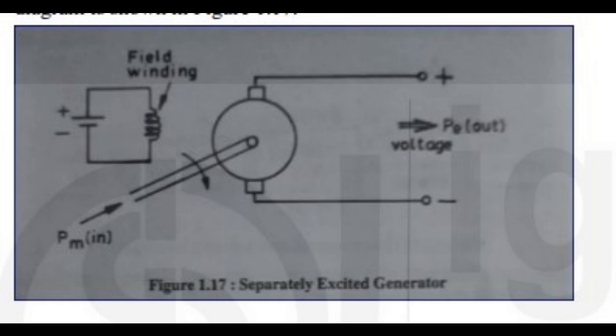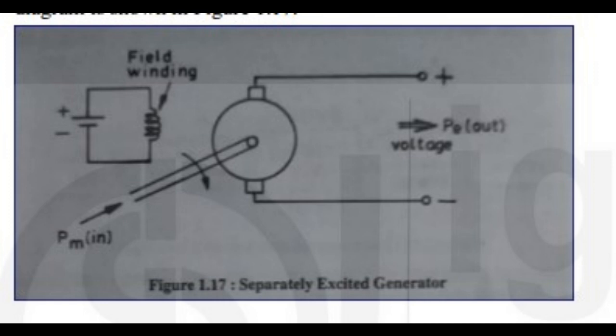Working principle. A generator works on the principle that when a conductor is moved in a magnetic field, an EMF is induced in it according to Faraday's law of electromagnetic induction. Separately excited generator. In this type of generator, the field winding is excited by a separate D.C. source, for example, a battery. A schematic diagram is shown in figure 1.17. Look at the screen.